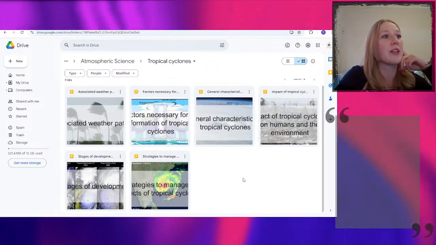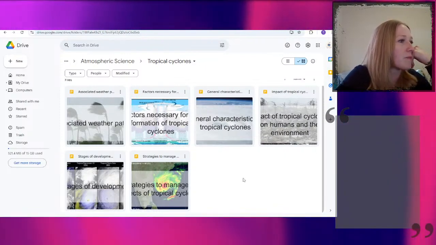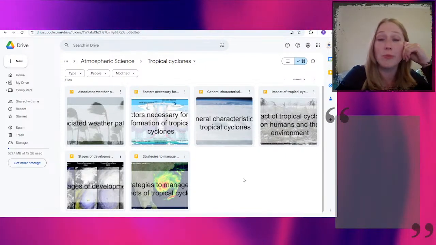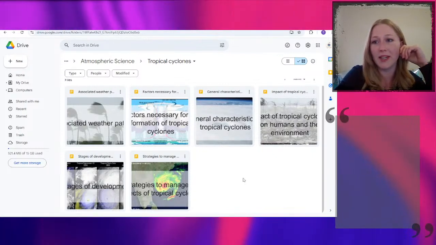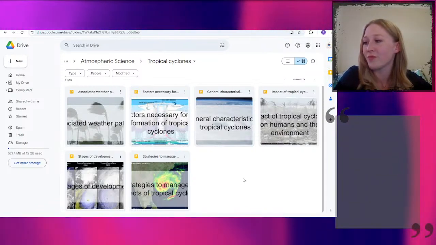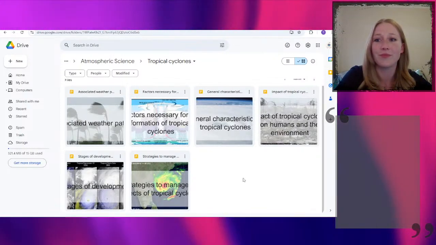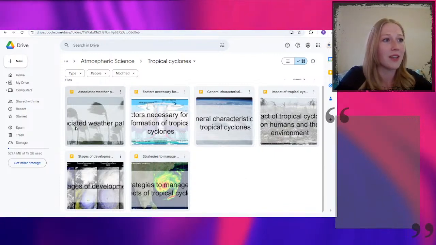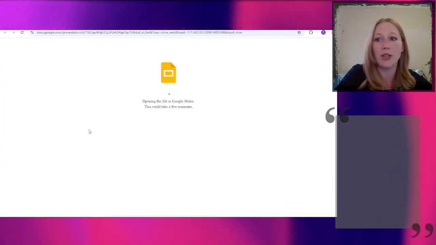Okay, where should we go to next? Associated weather, stages of development, the impacts and management. Anything appealing? Or should we pick at random? Okay, let's see what kind of weather we have. Although I don't think this will really be news.